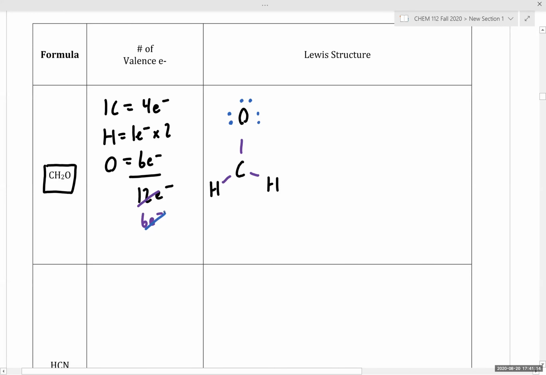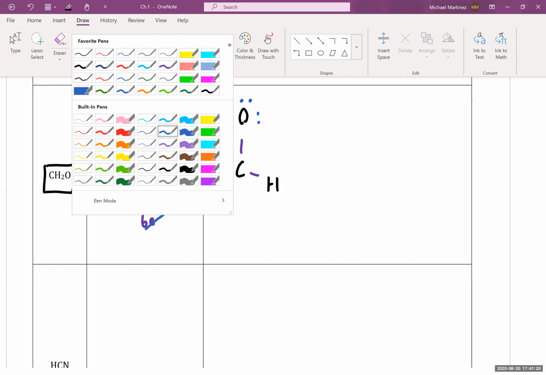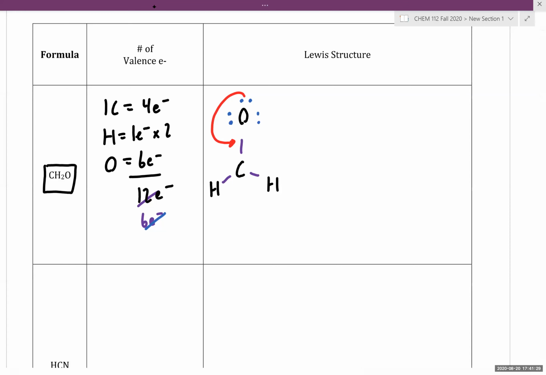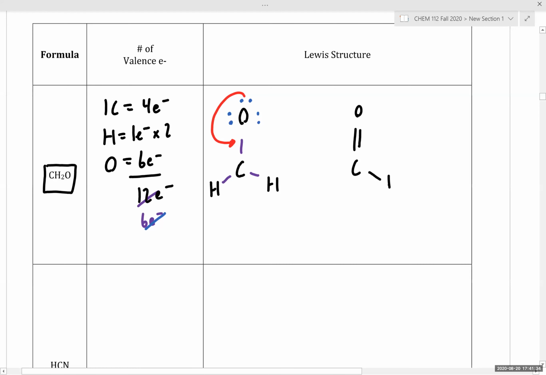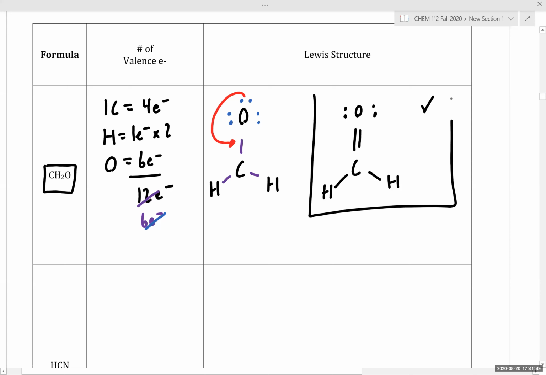We're out of electrons. However, is the octet rule fulfilled for all of our atoms? No. So what we're going to do is we're going to convert one of our lone pairs into a bonding pair of electrons. That in turn gives us the final valid Lewis structure that fulfills the octet rule for all of our atoms. Any questions on this example?